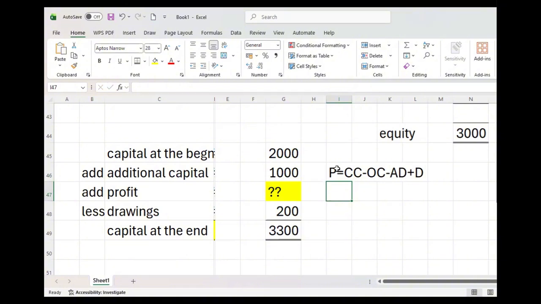So our closing capital, which was 3,000, minus 2,000, minus 1,000, plus the 200. That will give us a profit of 500. So you see, we've been able to determine profit because we know the components of equity.